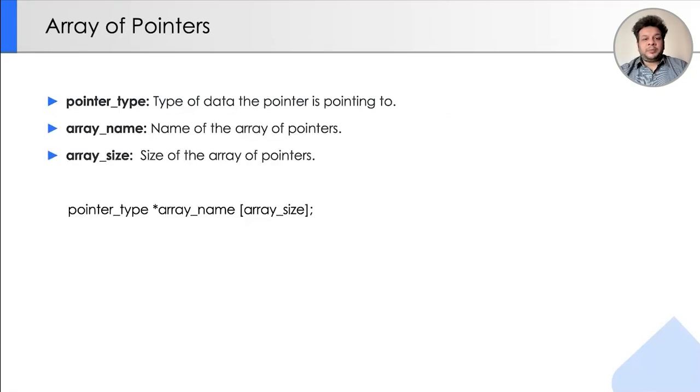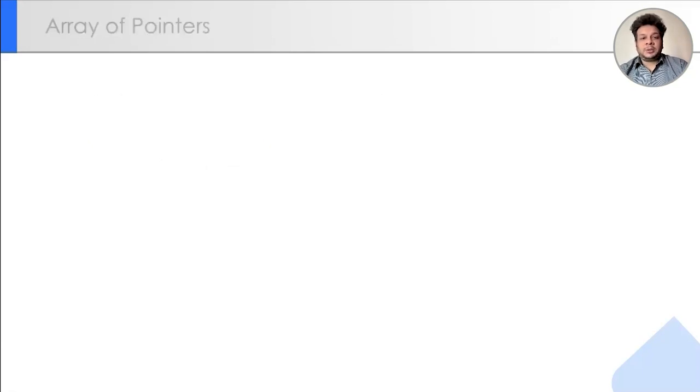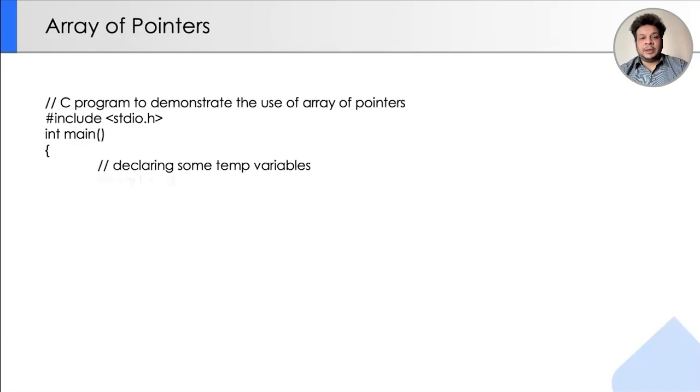Now for arrays of pointers, there are certain points we need to remember. The pointer type here is the type of data that the pointer will point to. Then the array name can be any name which we want to give for the array of pointers. Then the corresponding array size is what exactly will be the size of that array of pointers. So we have already seen the syntax. Now we will see one example.